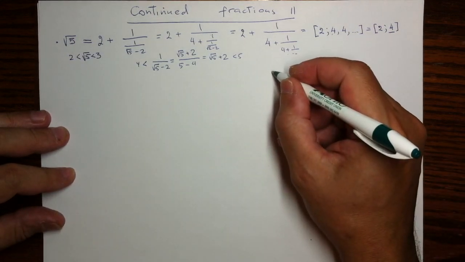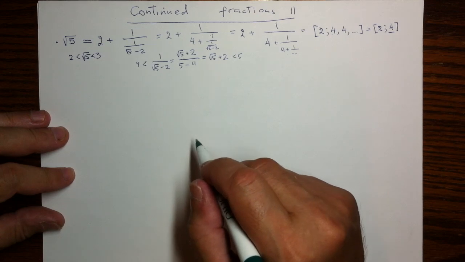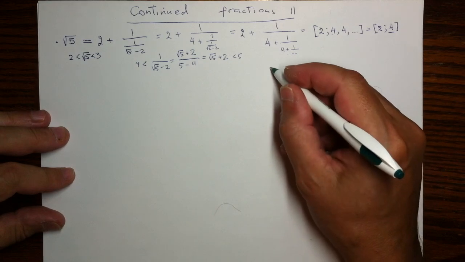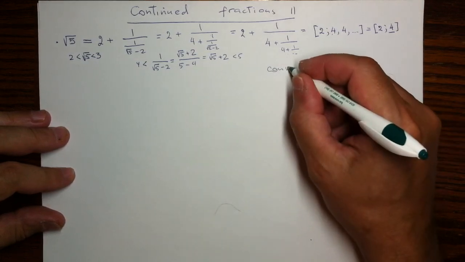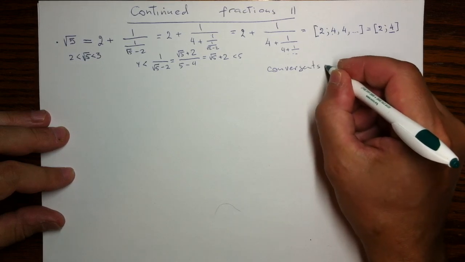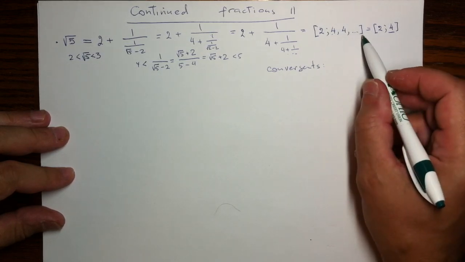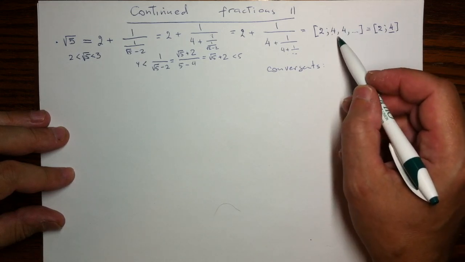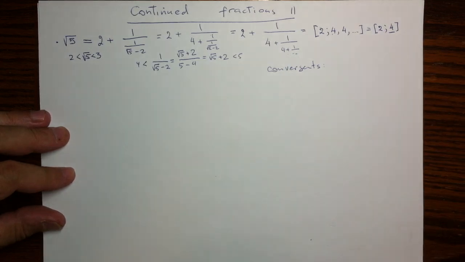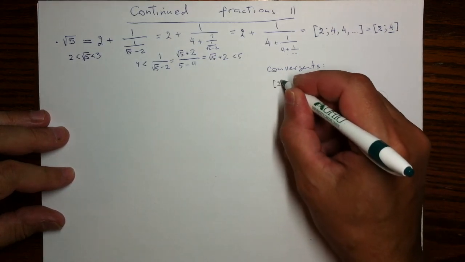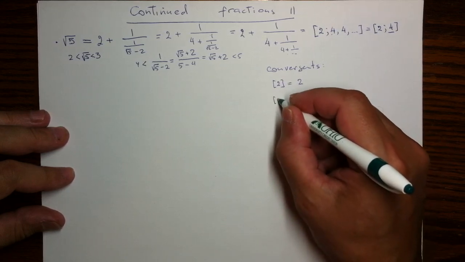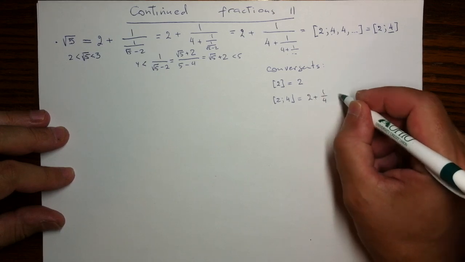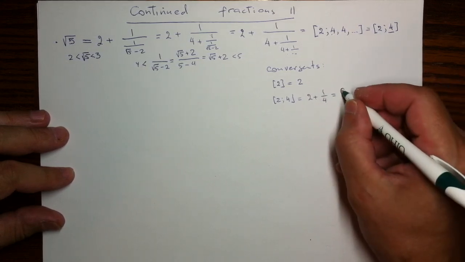And this can also be used to find very good approximations for this irrational number, approximations by rational numbers, by computing what are called convergents of this infinite continued fraction, and they are rational numbers which are just truncated versions of this infinite continued fraction. So let's see what are the first few. 2 is just 2. 2 plus 1 over 4 is by definition 2 plus 1 over 4, which we can write as 9 over 4.